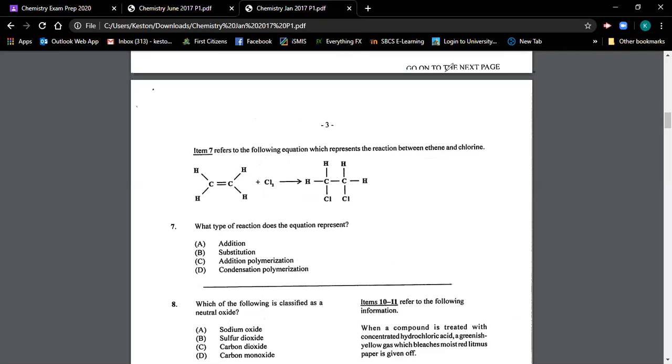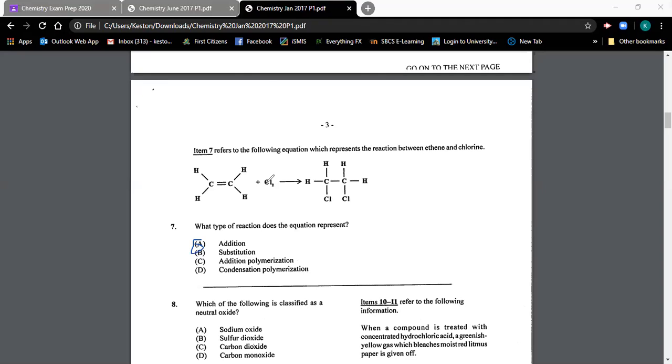Moving on. 7. What type of reaction does the equation above represent? This is what I was telling you about earlier with the addition reaction. I kind of gave you the answer there. So you see what happened here for yourself. The chlorine has attacked this double bond here. And when it breaks the double bond, remember carbon can form up to 4 bonds, so it inserts itself here. So this is an addition reaction taking place. Yeah?